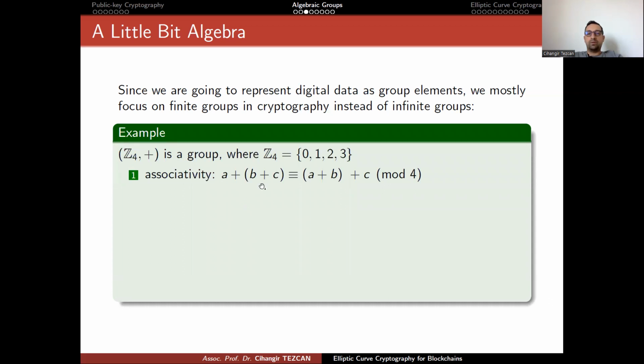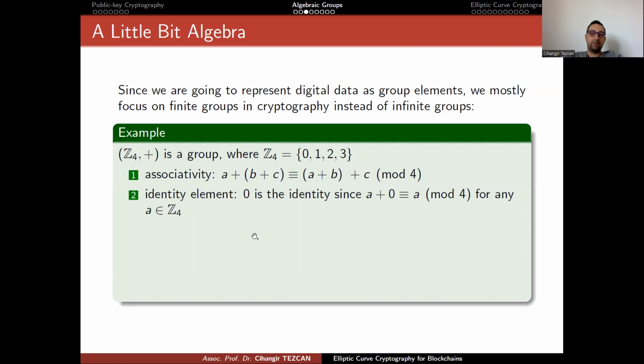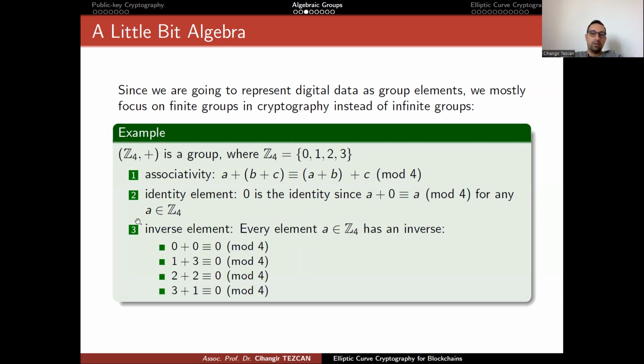This is a group because, again, this is equivalent to this in modulo 4, right? We can get to the parentheses too. So here, since we are in Z4, our addition operation is addition modulo 4. Okay. There's the identity element 0, because a plus 0 is equivalent to a modulo 4. And also every element has an inverse.